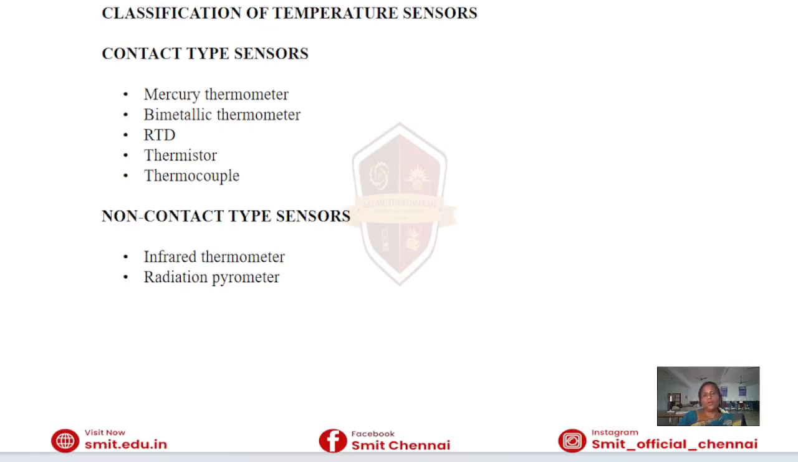Temperature sensors are broadly classified into two categories: contact type sensors and non-contact type sensors. Contact sensors directly touch the objects being measured. Examples: mercury thermometers, bimetallic thermometers, RTDs, thermistors, thermocouples. Non-contact sensors measure temperature without physical contact. Examples: infrared thermometers, radiation pyrometers. The choice of sensor depends on the application, required accuracy, temperature range, and environmental conditions.